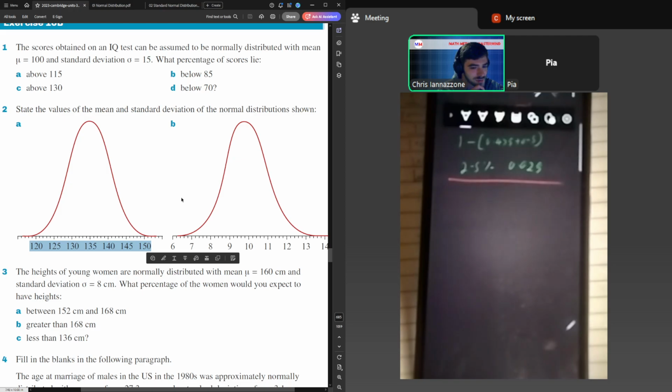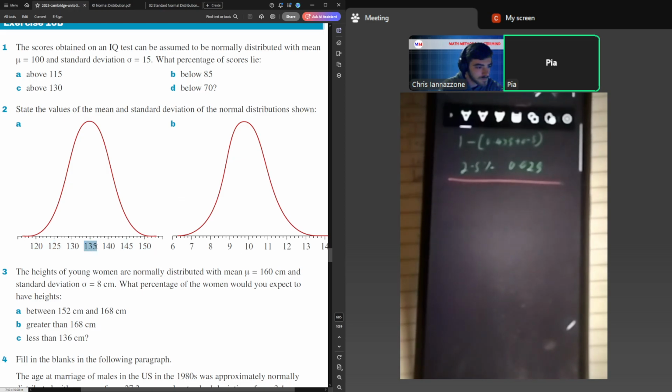This one requires a little bit of guesswork or assumptions. The mean would just be the one that's directly straight underneath in the middle. Yep, that's correct. Standard deviation is where it gets a bit trickier. How do we justify that?